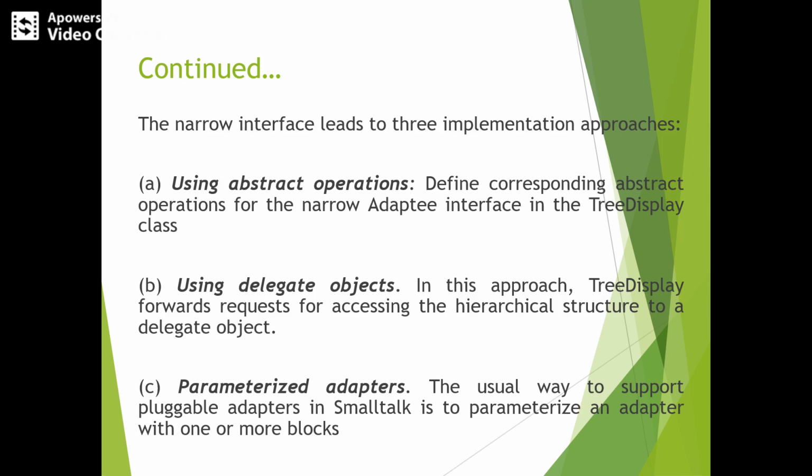So here the code will be like this. For example, a tree display stores one block for converting a node into the graphics node, and another block for accessing the node's children. So one block is for the graphic node and the other is for accessing the children. If you want to write a segment of code, it is like: directory display equals tree display on tree root, get children block, that is node get directories, create node block, node create graphics node. So this is the way of building interface adaptation into a class.